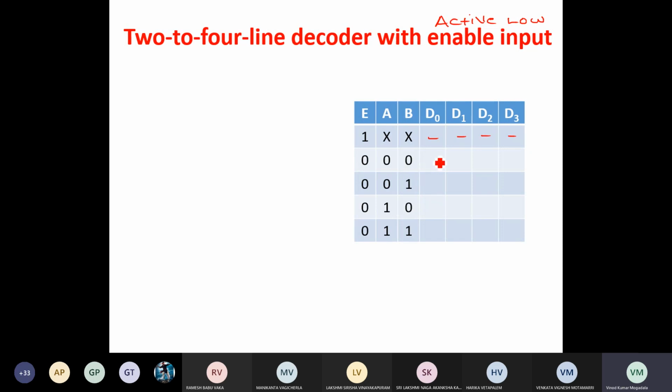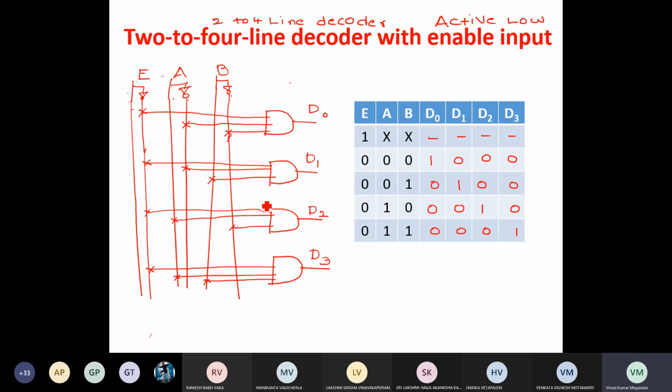If both A and B are 0, 0, then we will get D0 as 1 and the remaining are 0, 0. For 0, 1, D1 will be 1, remaining are 0, 0. For 1, 0, D2 will be 1, remaining are 0, 0. For 1, 1, D3 will be 1, remaining are 0, 0. So these are the 2 to 4 line decoder with active low enable input.